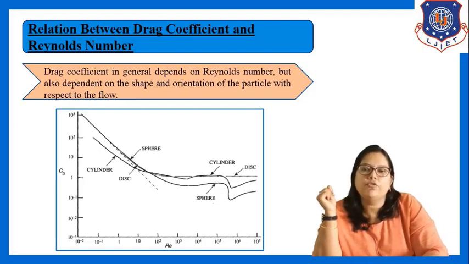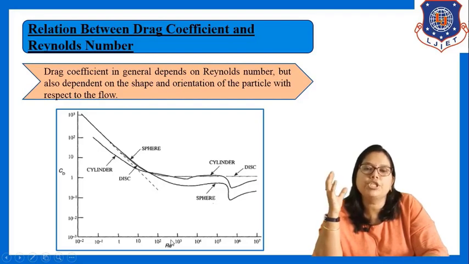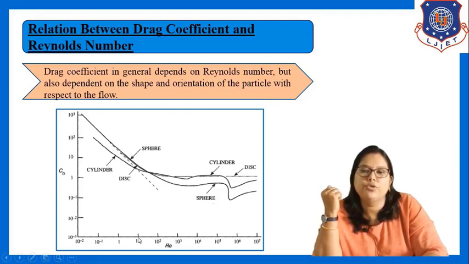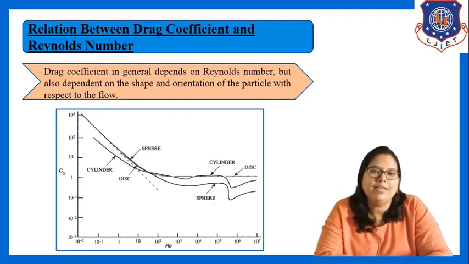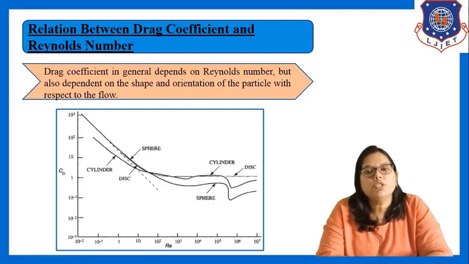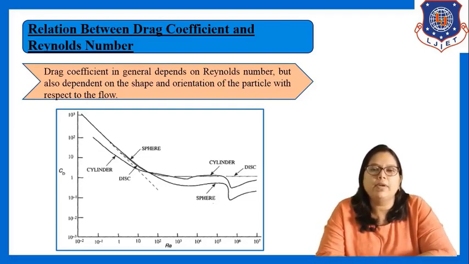Fine. So when you know the value of Reynolds number and the shape of the object, for example, the object is a sphere and the Reynolds number is here, then from this point you have to extend to the sphere line and drag it to here, and you know the value of drag coefficient. This way we can use this graph to know the value of drag coefficient from Reynolds number.